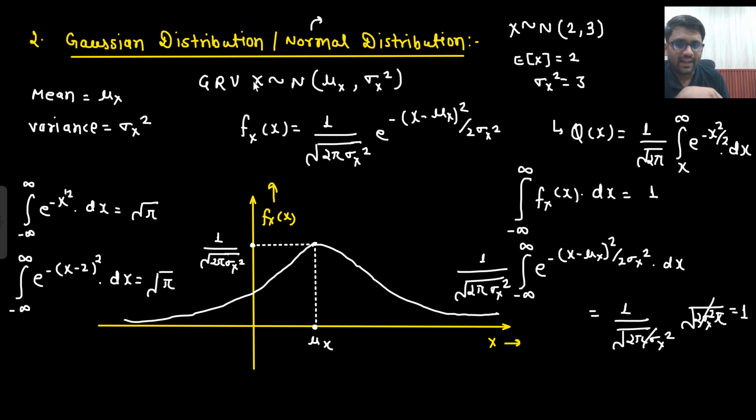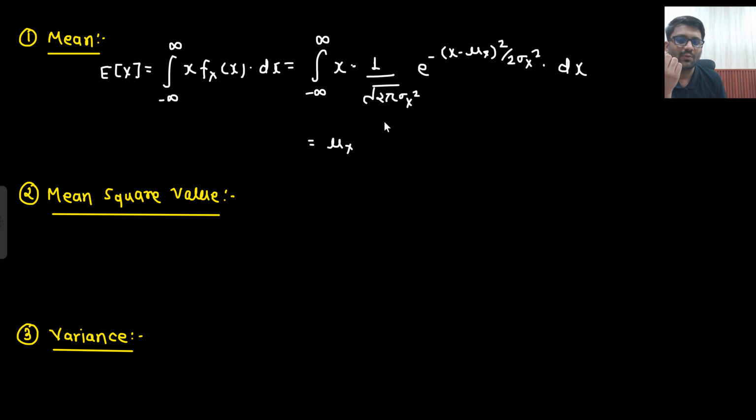What will be given? X is a Gaussian random variable having mean mu x and variance sigma x square. If it is written like 2, 3, that means mean is 2 and variance is 3. So from the way the function is defined, from the function itself we can get to know what my mean is. That is coming out to be mu x.